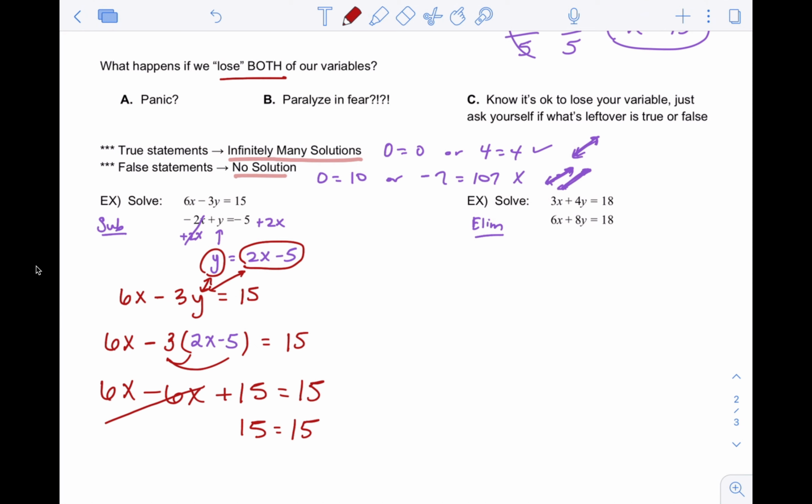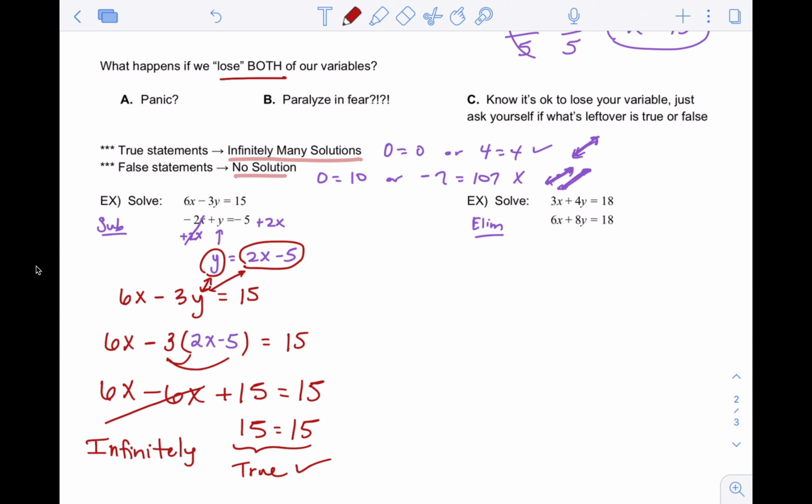Remember that it's okay to lose your variables. Simply answer if the statement you have left is true or false. And if it's true, it's infinitely many solutions. If it's false, it's no solution. Well, 15 equals 15 is very much true. So we actually have infinitely many solutions.